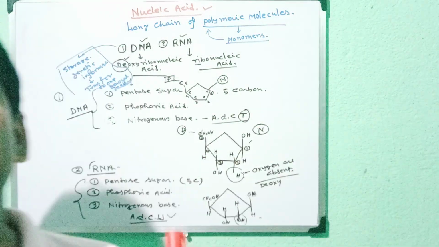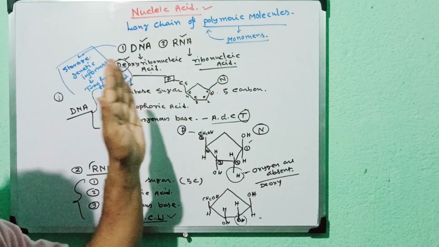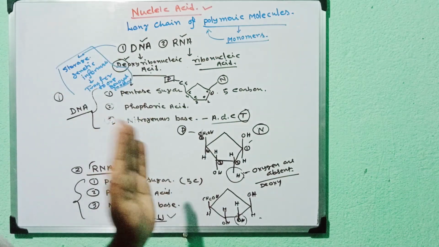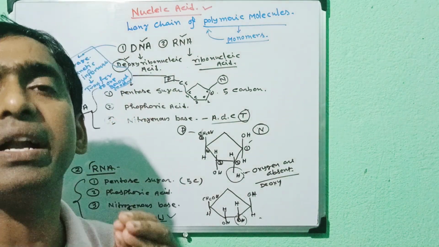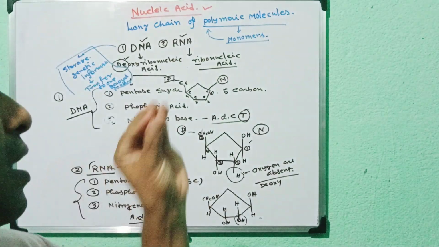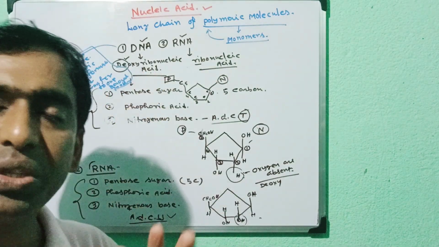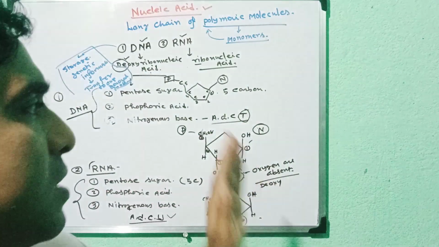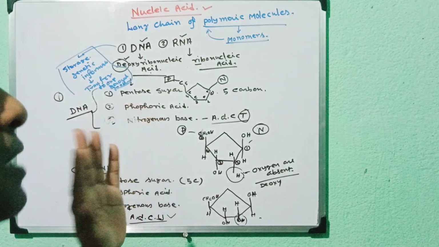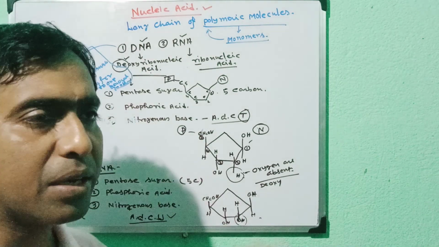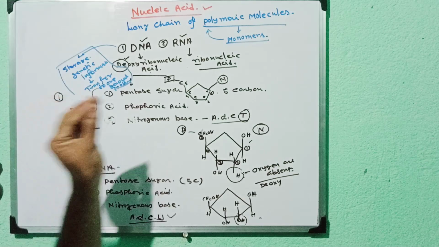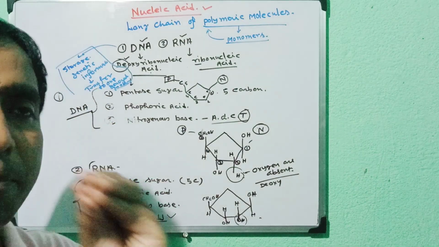Okay, and DNA is also the main part of DNA fingerprinting, which is an essential part of criminal investigation. So this is the function of the nucleic acid. The main function is DNA fingerprinting. In criminal investigation, DNA fingerprinting plays a major role.